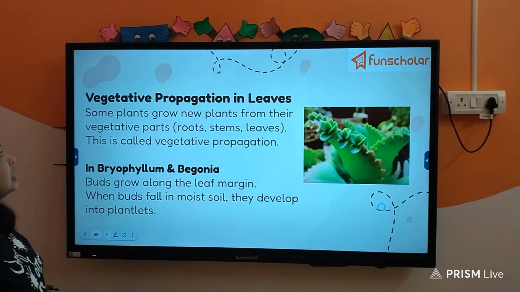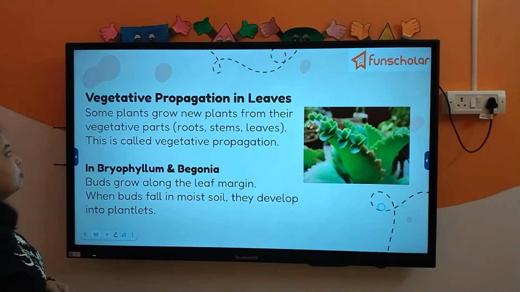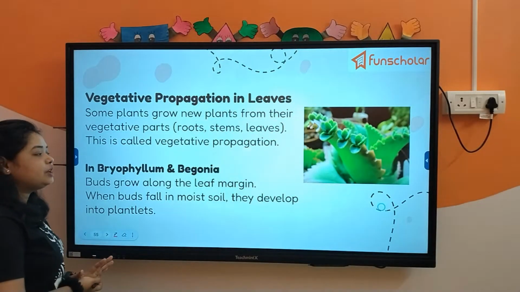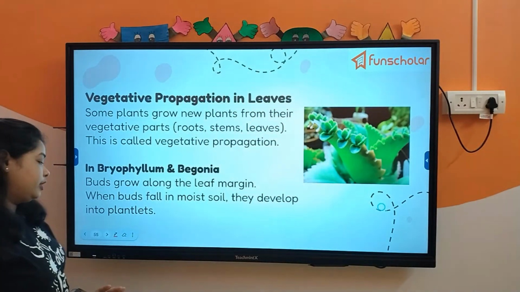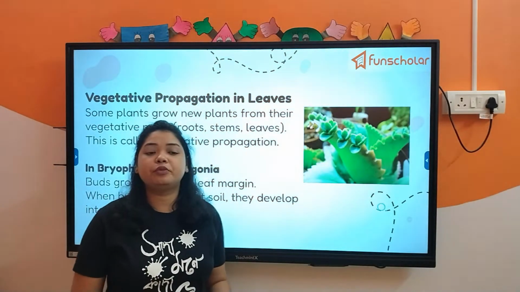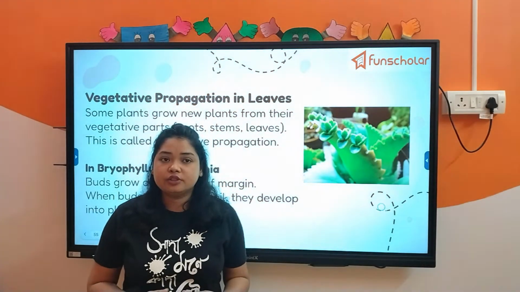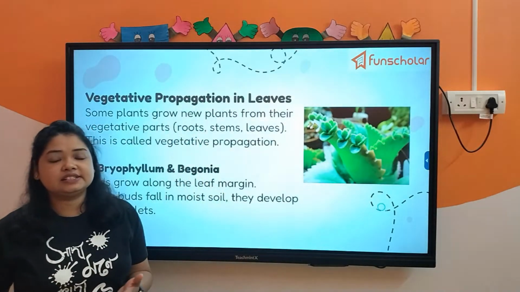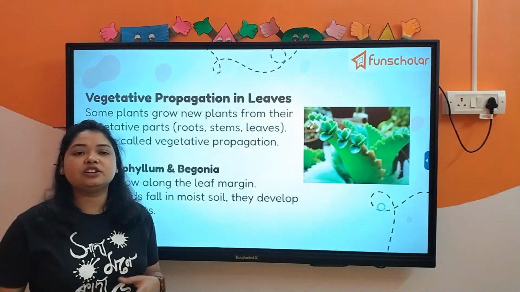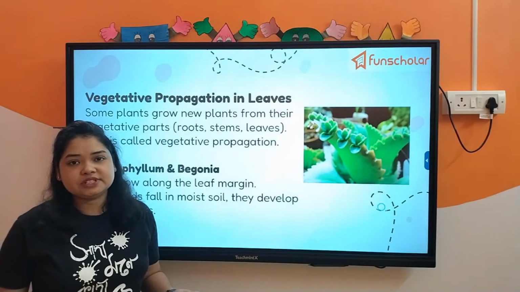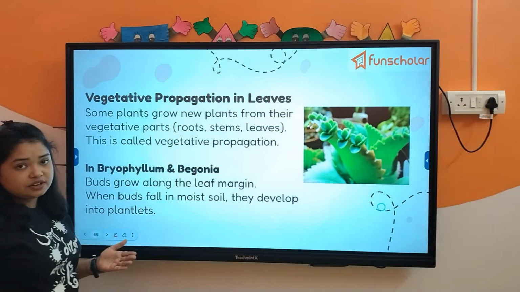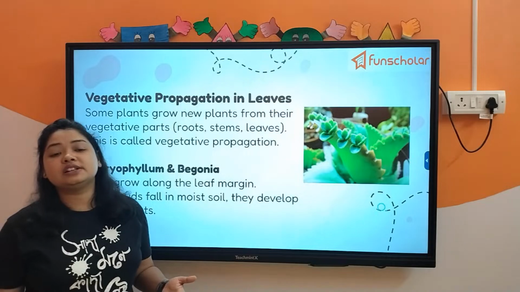Now we have come to the last segment of this chapter, which speaks about vegetative propagation in leaves. But first we have to know what is vegetative propagation. Whenever we say vegetative propagation, it means reproduction in the plants through the vegetative parts, just like the roots, the shoots, system consisting of the stems, the leaves. So apart from the seeds. So seed is the conventional method through which plants reproduce.